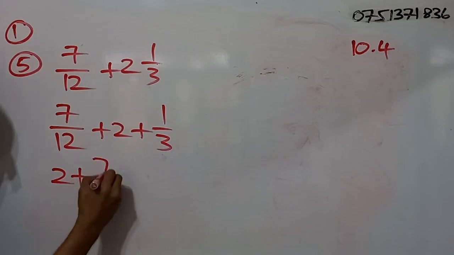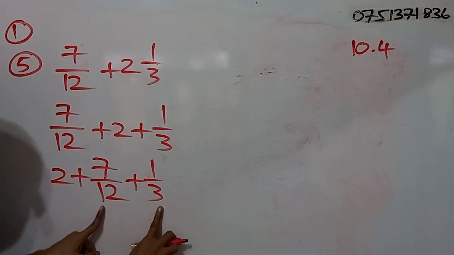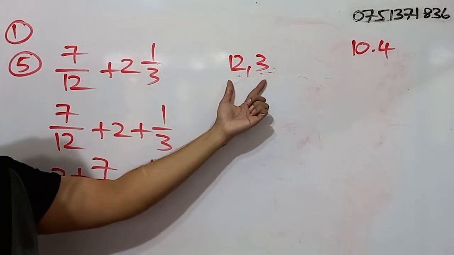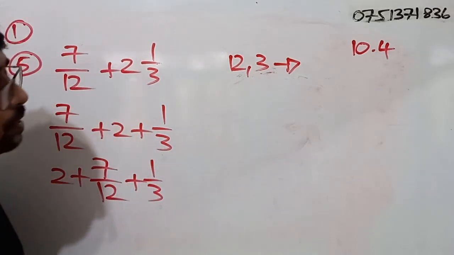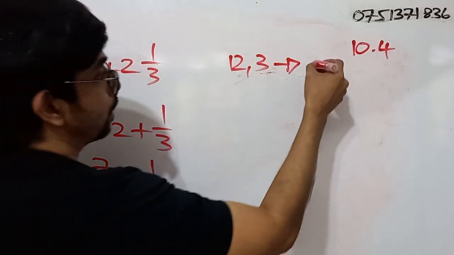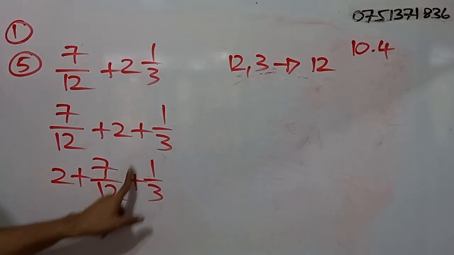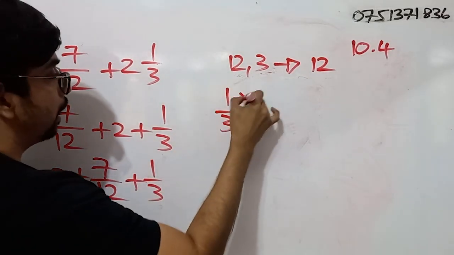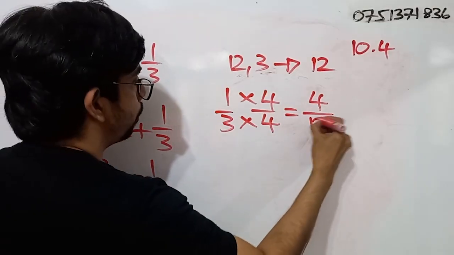So 2 plus 7 by 12 plus 1 by 3. So here the denominators are different. What are the two denominators? 12 and 3. So the easiest way is we have to consider the LCM of 12 and 3. Right? So what's the LCM? 12. So I only have to convert 1 by 3. So 1 by 3, I'll multiply both denominator and numerator by 4. So this becomes 4 by 12.